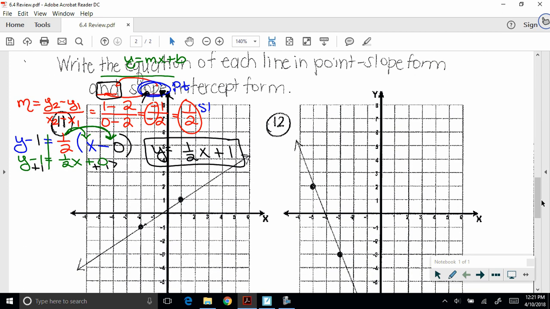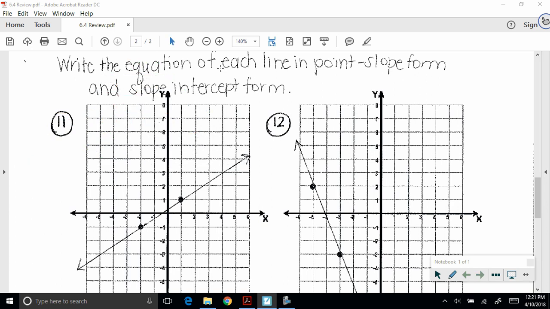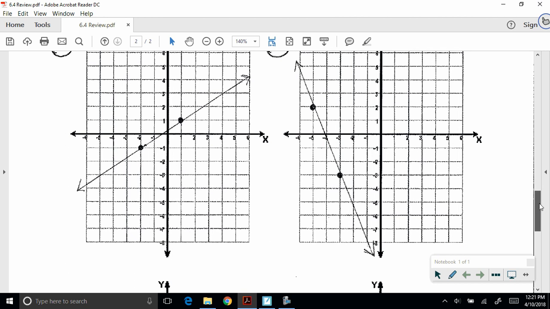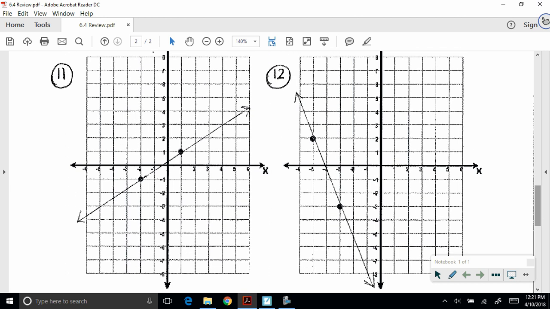And then on the back, on the second page, you're going to write the equation of each line in point slope form and slope-intercept form. First thing we're going to do is find our slope. Between 2 points, I'm going to rise and run. I'm going to rise 2, and run 1, 2, 3. And this is an uphill line, so my slope is going to be 2/3.